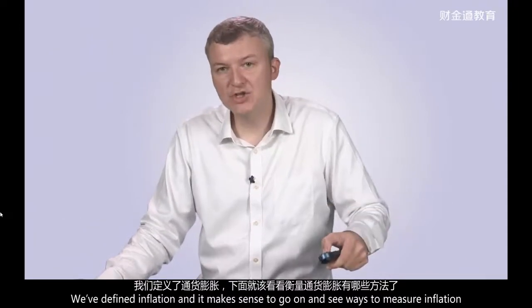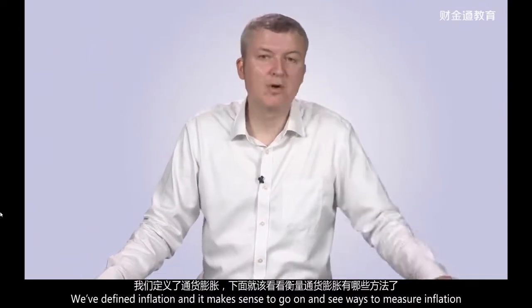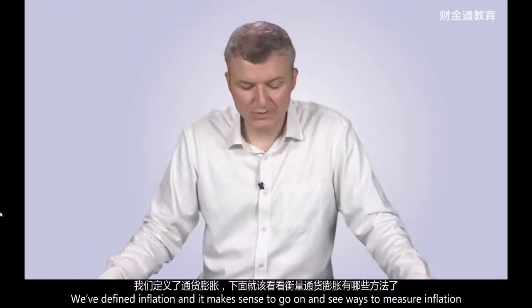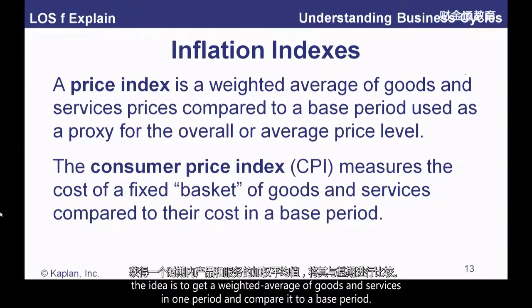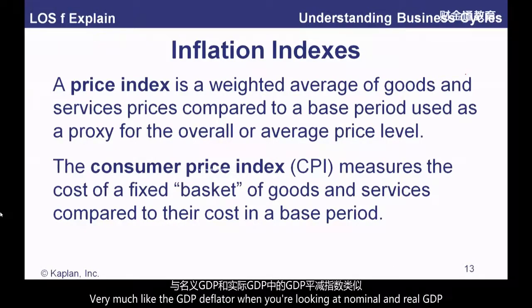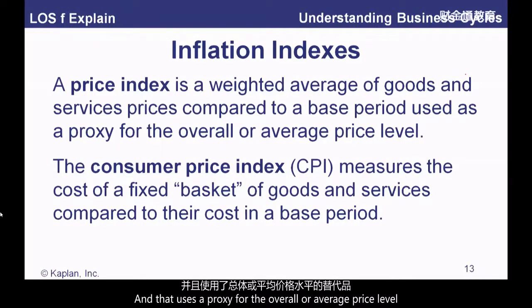We've defined inflation, so it makes sense to go on and see if we can measure inflation. And we can, using some sort of price index. The classic, some sort of retail or consumer price index. The idea is to get a weighted average of goods and services in one period and compare it to a base period. Very much like the GDP deflator when you're looking at nominal and real GDP. And that's used as a proxy for the overall or average price level.